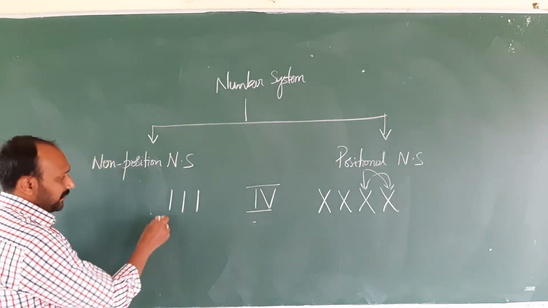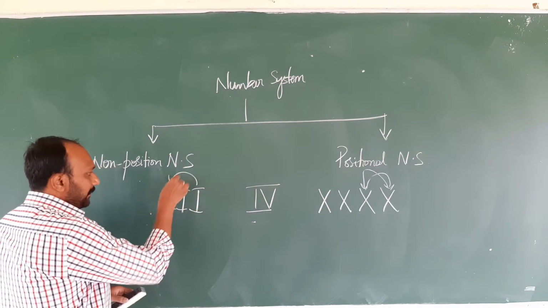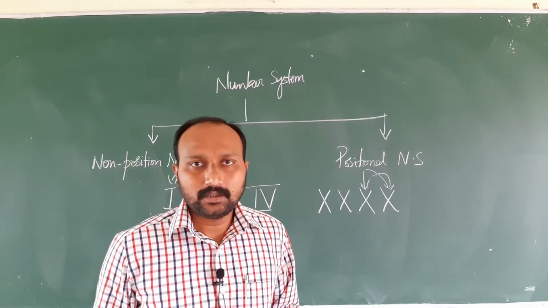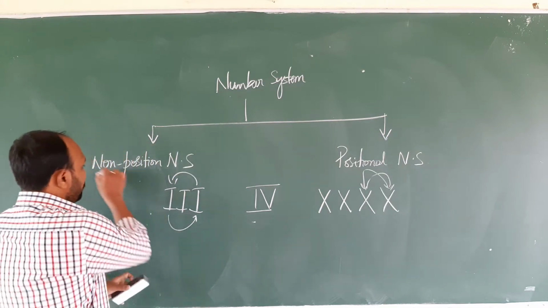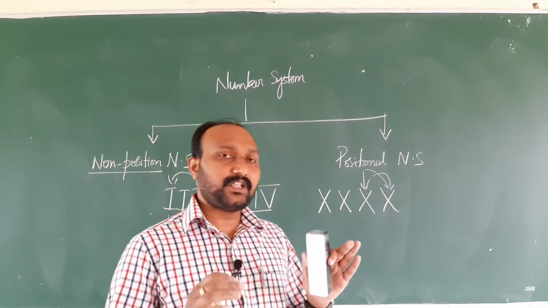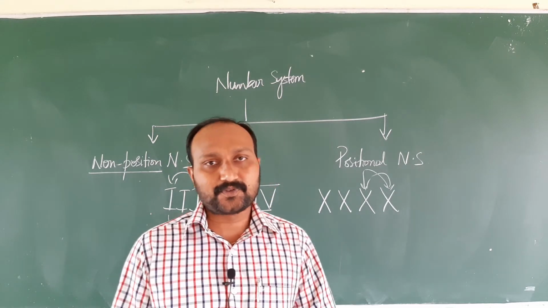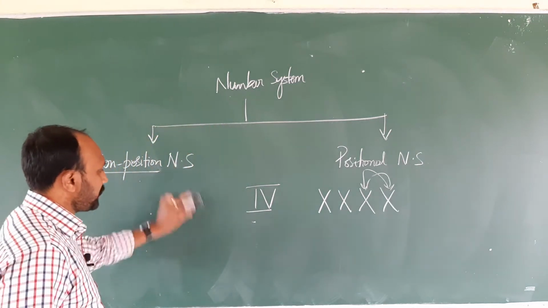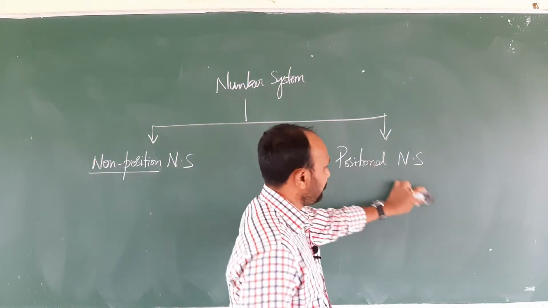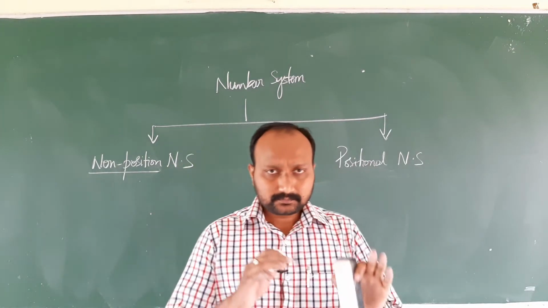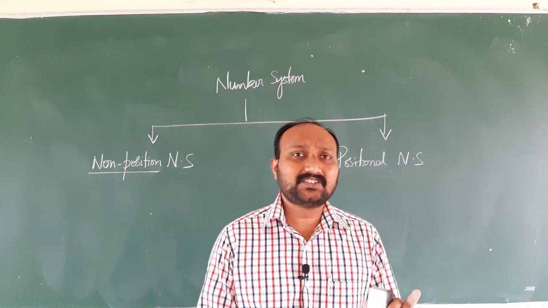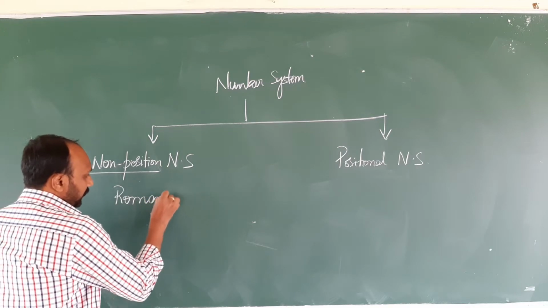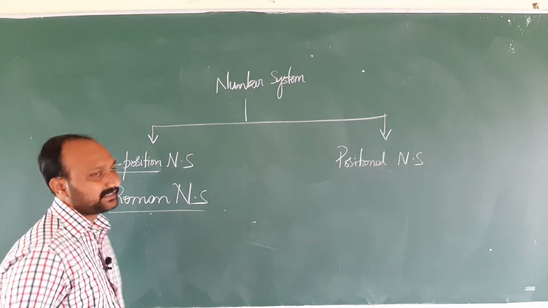Here in this particular case, I have represented 3. If I interchange them, is it going to have any bearing on the overall value? No. So they are referred as non-positional number system. We are not going to give value to a particular number depending upon the position of a digit in that number. No such thing. So then what is non-positional number system? A number system in which the position of a digit or a symbol is not at all considered. Roman number system is the best example.